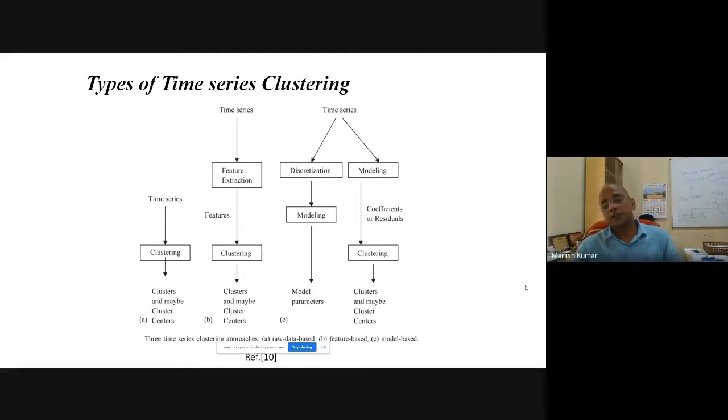The next is the model based approach, which talks about how you could have discretization and also modeling. In case of modeling, you go for a model and you have model parameters, and then you go for clustering. The other way is that you go for coefficients or residuals, and then we apply the clustering mining methods, and then we get clusters or maybe cluster centers.